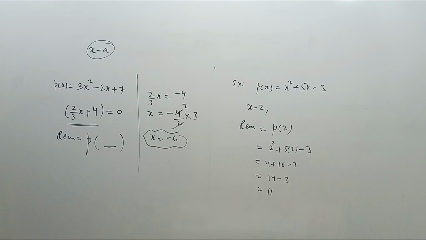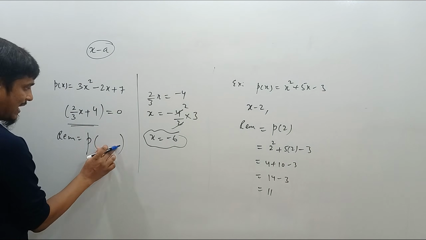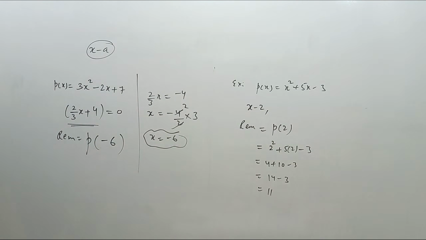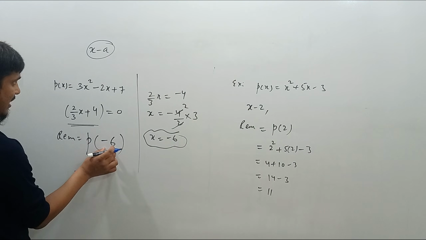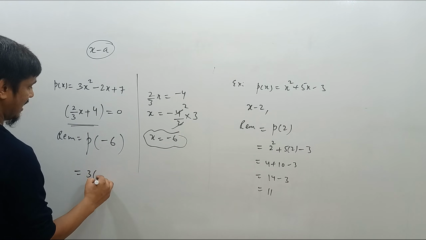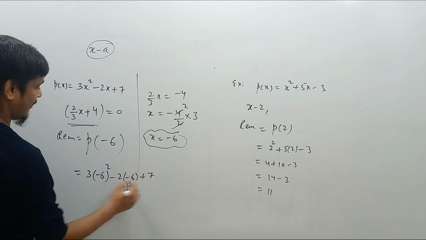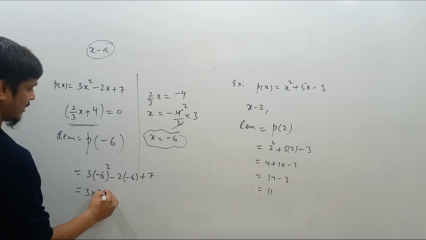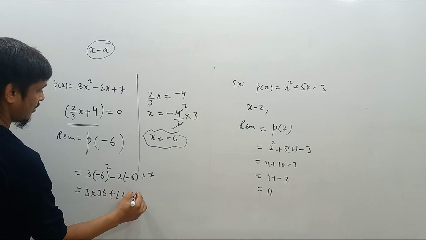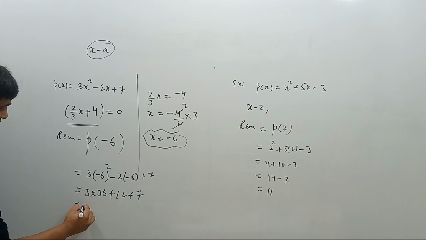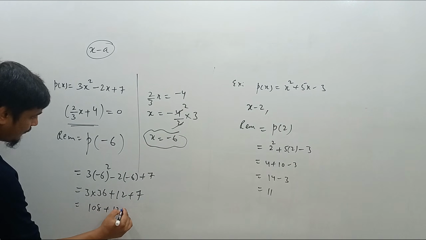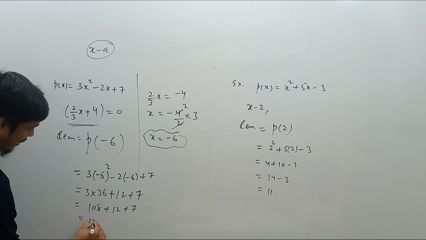So the remainder is what? The value of this polynomial at x equal to negative 6. When we substitute x equal to negative 6, this becomes 3 times negative 6 squared, minus 2 times negative 6, plus 7, which is 3 times 36, minus 1 times negative 12 is plus 12, plus 7. Once we multiply, this becomes 108 plus 12 plus 7, which is 127.